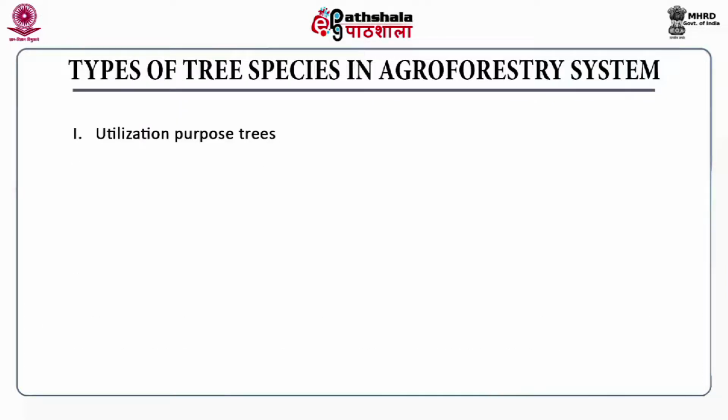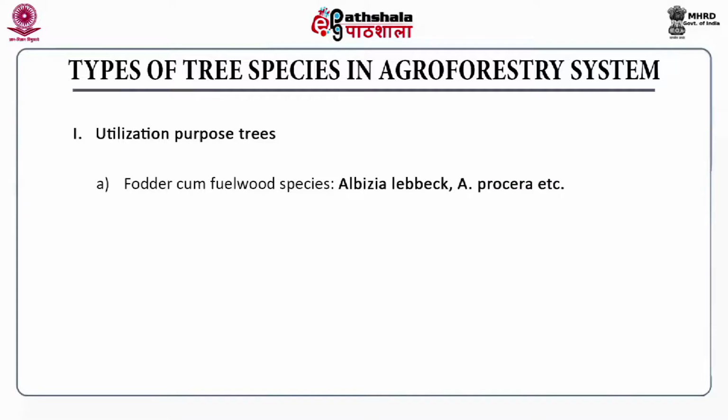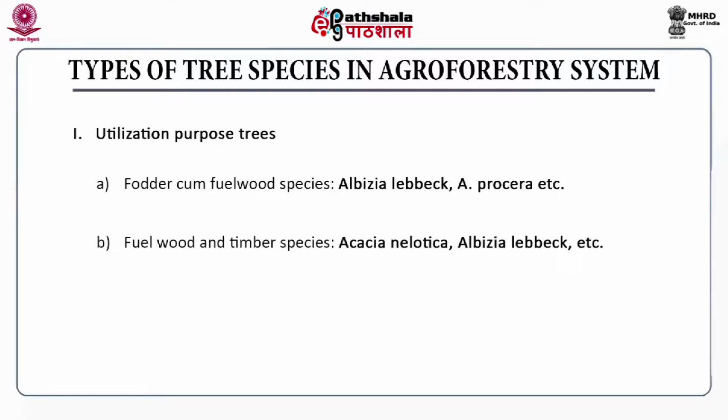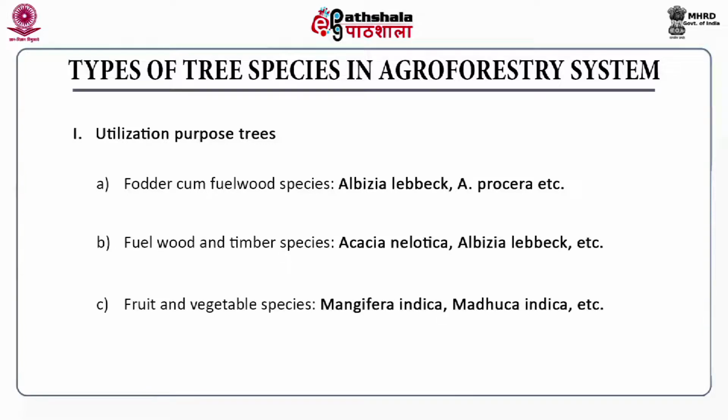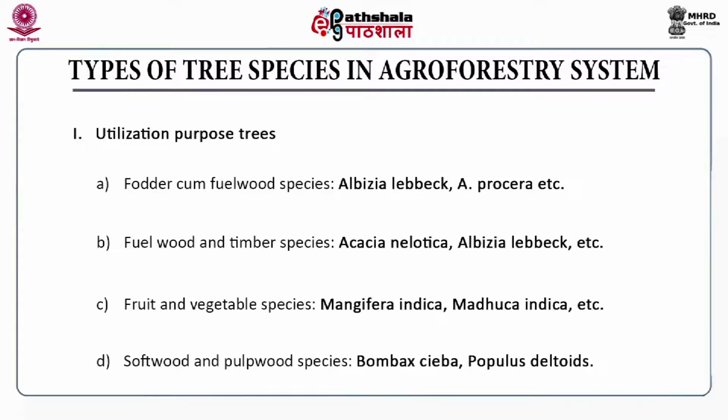Next is the type of tree species in agroforestry system. First type of trees are utilization purpose trees. First includes fodder cum fuel wood species like Albizia lebbeck, Albizia procera. Next is fuel wood and timber species. Examples include Acacia nilotica and Albizia lebbeck. Next includes fruit and vegetable species like Mangifera indica. Mangifera indica is the common name of mango. Then comes Madhuca indica. Next comes softwood and pulpwood species Bombax ceiba, Populus deltoides.